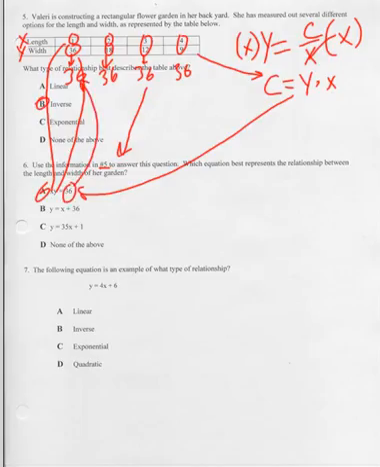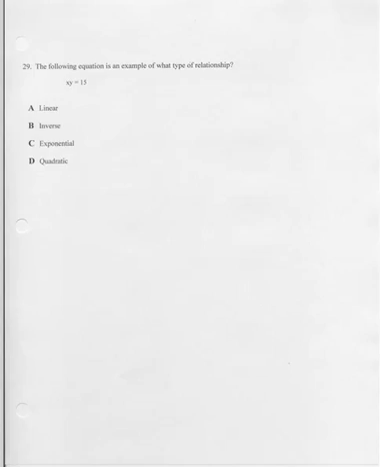Okay, and last but not least, we're going to jump to slide number 11, which is problem number 29. Well, this looks a whole heck of a lot like the last one we did, where we had x times y is equal to the constant. So I think it's pretty safe to say that we have inverse here.